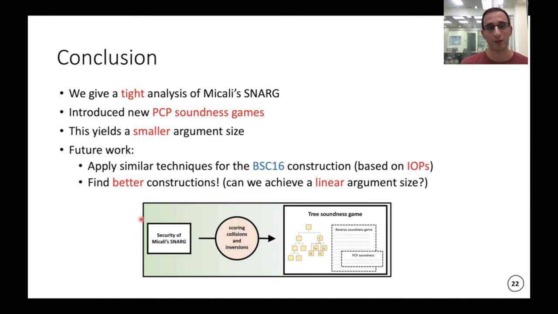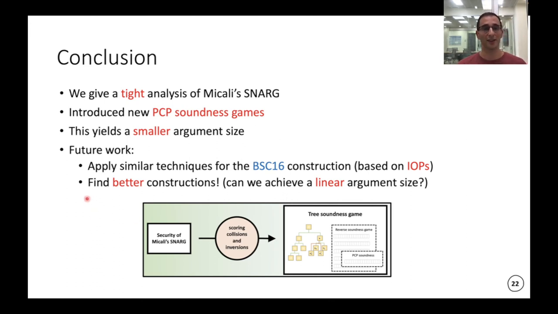Some ideas for future work. First, what we did applies to Micali's SNARG. Of course, if you want something really efficient and practical, you're not going to implement Micali, which uses PCPs. You're going to implement a modern version of it called BCS, where the construction is similar in spirit but based on IOPs. IOPs are an interactive version of PCPs, and they're much more efficient, with a lot of research these days on IOPs. So the idea is to take what we did for one round of Micali's tree and apply it to BCS, where you have many rounds and in each round you have this tree. You would have to define the interactive version of these PCP games, like IOP games.